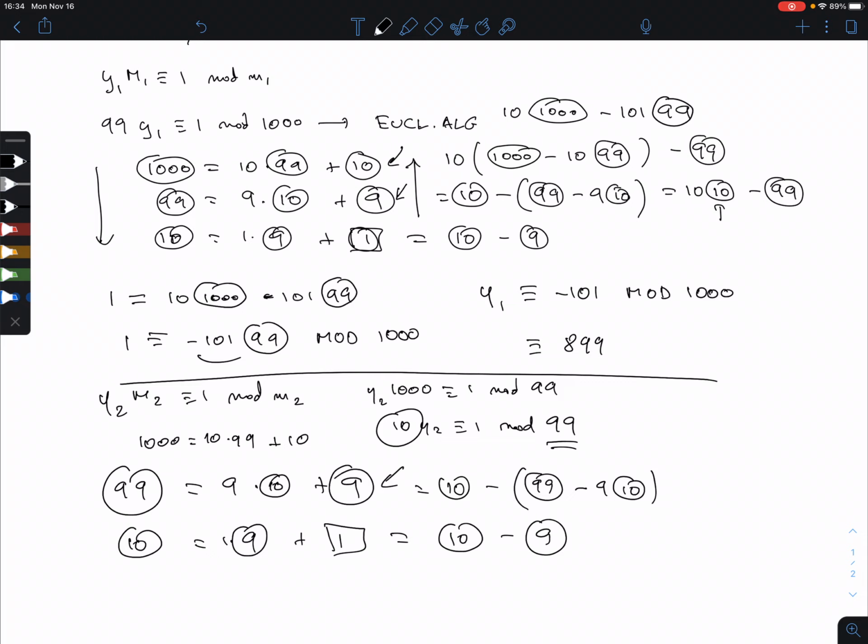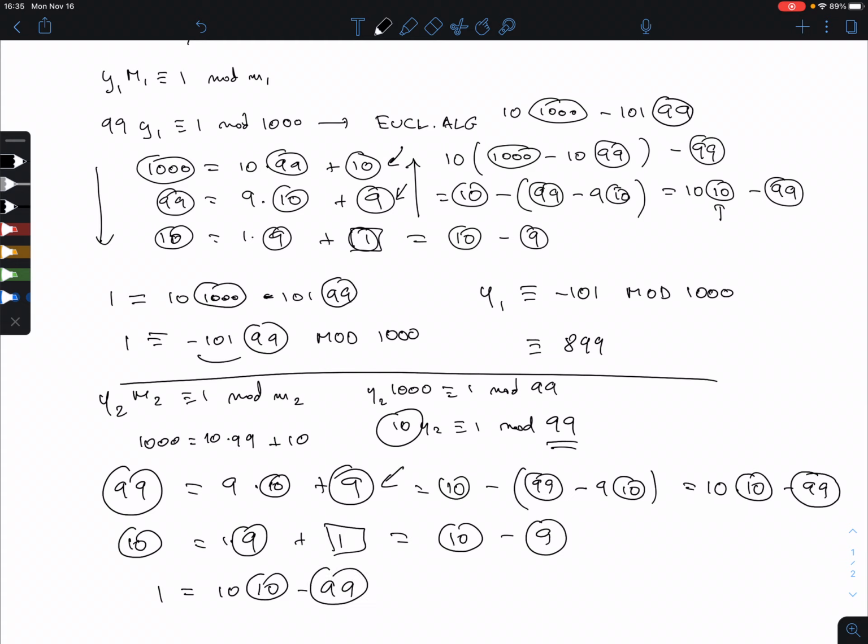The minus comes from the fact that I bring this over to there, right? But then I gather the like terms. I have 10 times 10 minus 99. Now this is something you might have immediately recognized, that actually 10 is the inverse of itself. Right, so I said perhaps a little bit too quick. Let me write it down here.